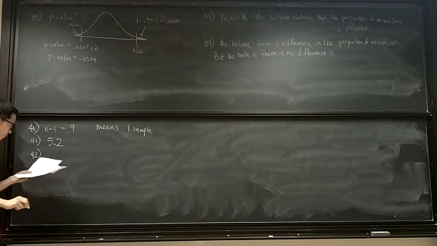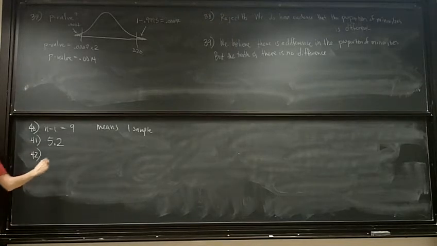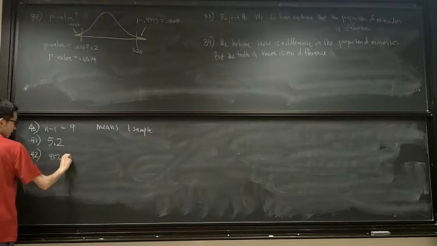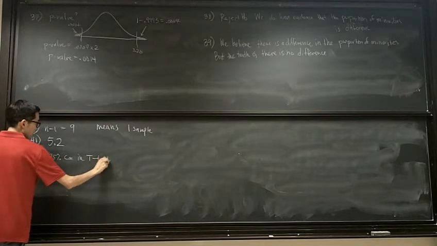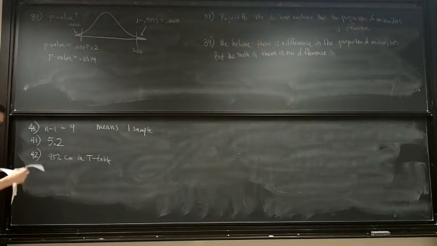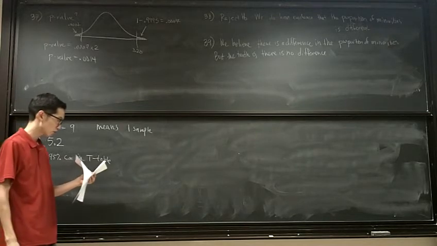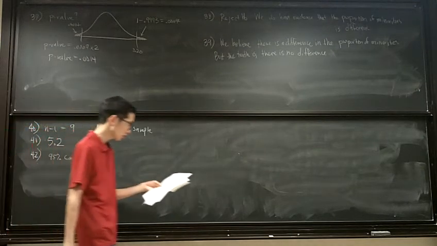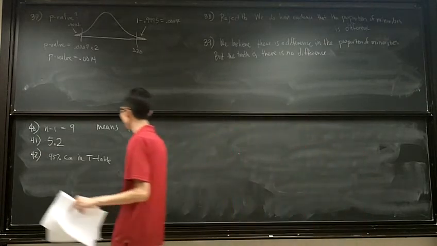Number 42. What's the standard error? Well, here we're going to look up 95% confidence in the t-table for 9 degrees of freedom, and the number there is 2.262. Oh, I'm sorry. That's not the question. It says, what is the standard error, not the critical value? Ha ha ha. Okay.